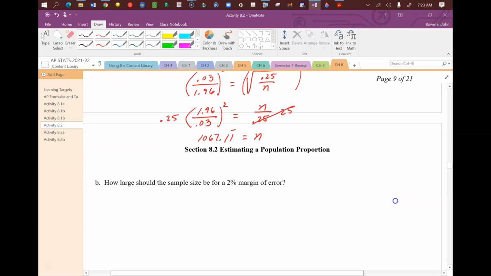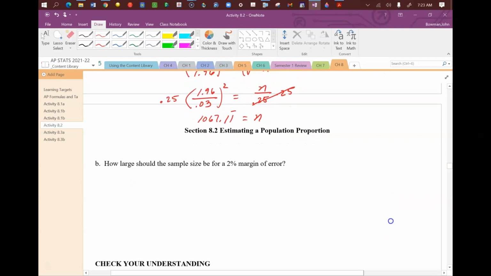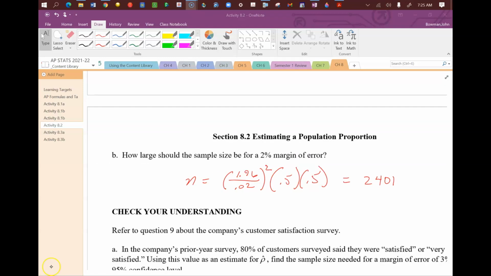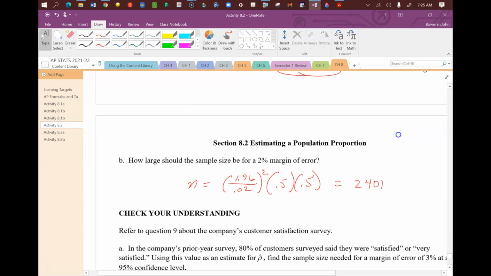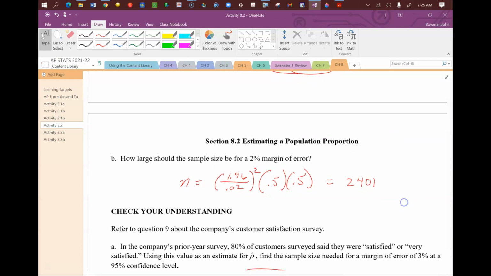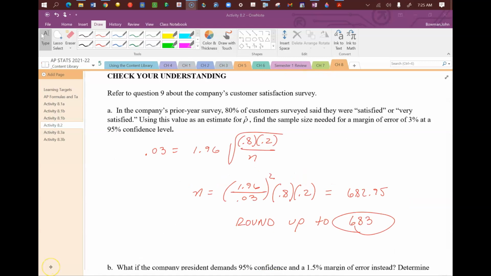So, pause the video, do this same problem again, and try this with a 2% margin of error. Then unpause the video and check your answer. So in Part B, if you got a sample size of 2,401, congratulations, you are correct. If you would like a little more practice, pause the video and do the next check your understanding.